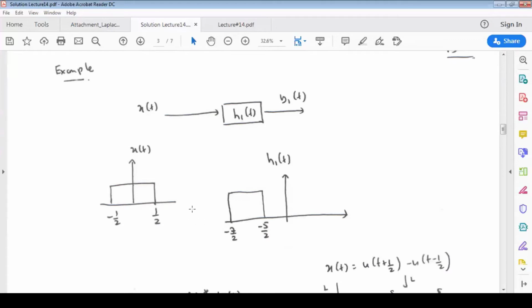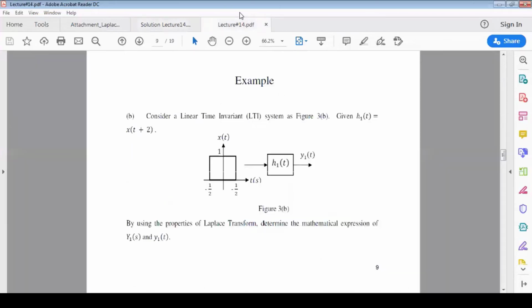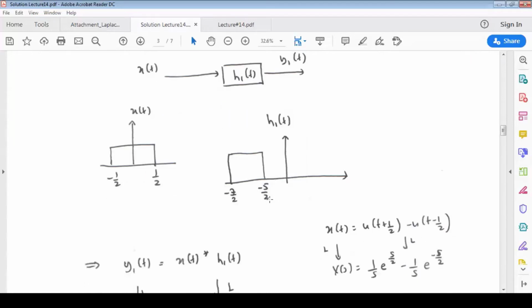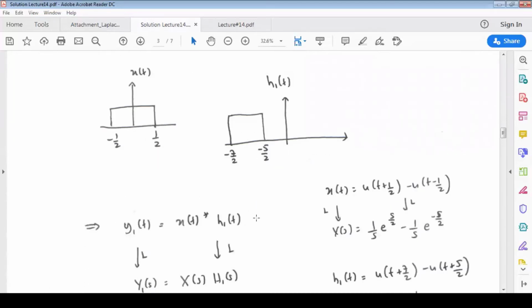Okay, so this is the graph, I mean the signals obtained from the given question. The question states that this is xt, while h1t is given to be xt plus 2. I go back to the question just now. We have h1t is xt plus 2. So that's why we have xt is this, and h1t is this, where h1t is basically xt which has been shifted by 2 units to the left. Okay, so this should be the relationship that I've mentioned just now.